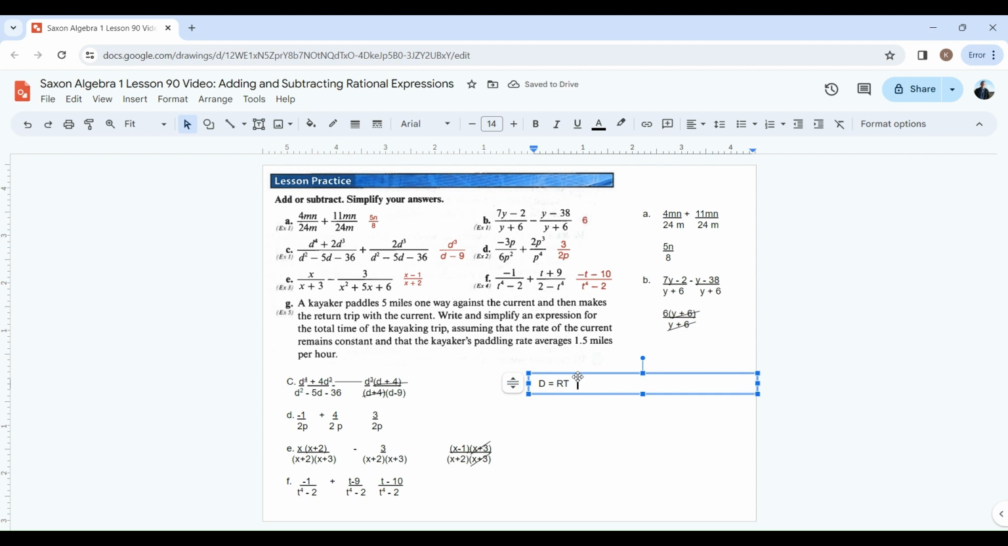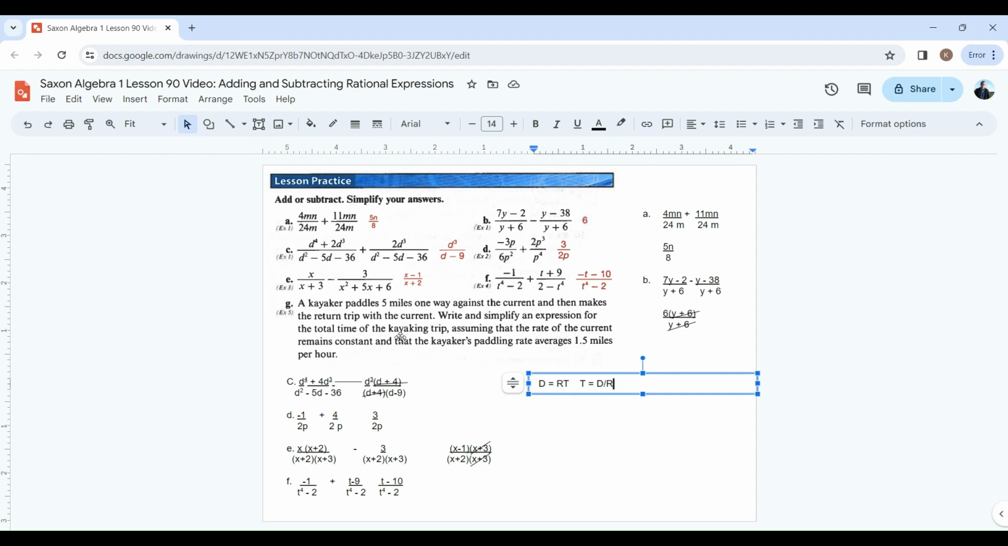So it's a good equation to know. Distance equals rate times time. Well, wait a second. If distance equals rate times time, what is time? Time equals distance over the rate, distance divided by the rate. Because what we're looking for is the total time in the kayaking trip.